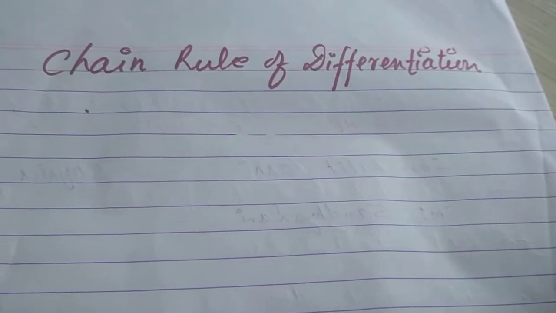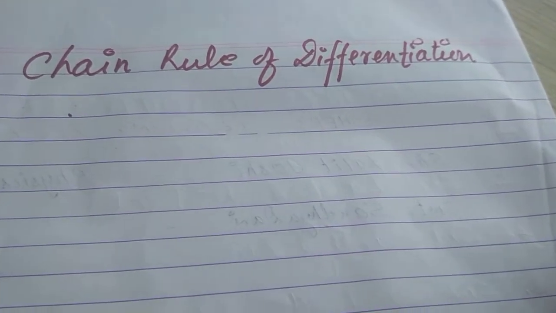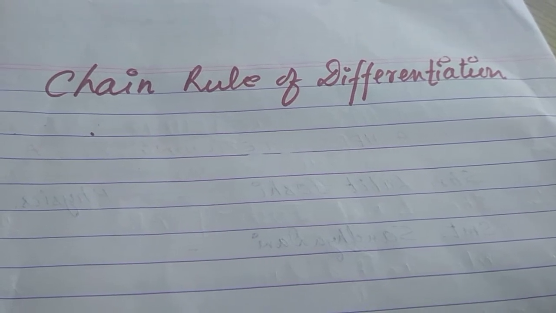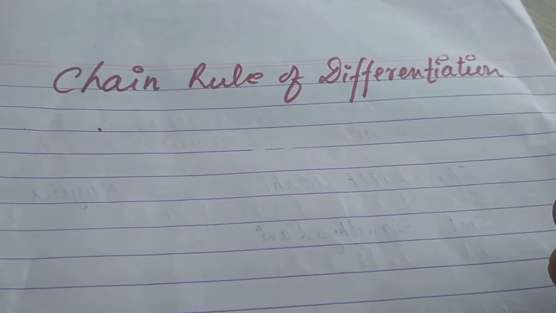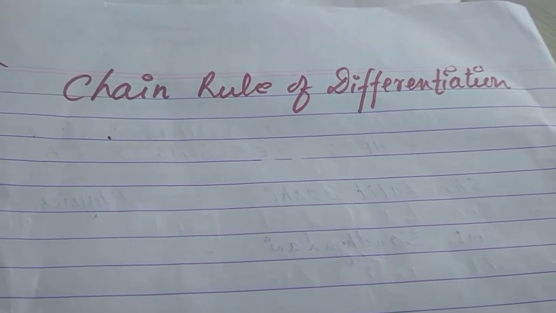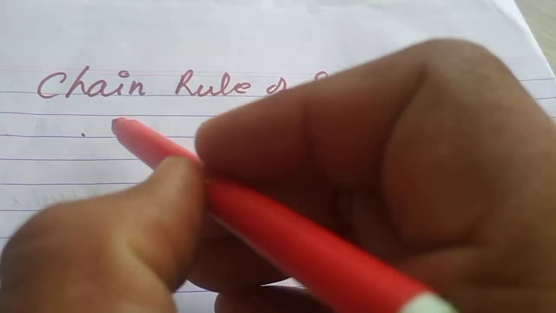It's the chain rule of differentiation. Many students ask how to differentiate when multiple functions are involved as a composition. So basically, the chain rule is meant for composition. Suppose we have, what is the chain rule of functions basically?